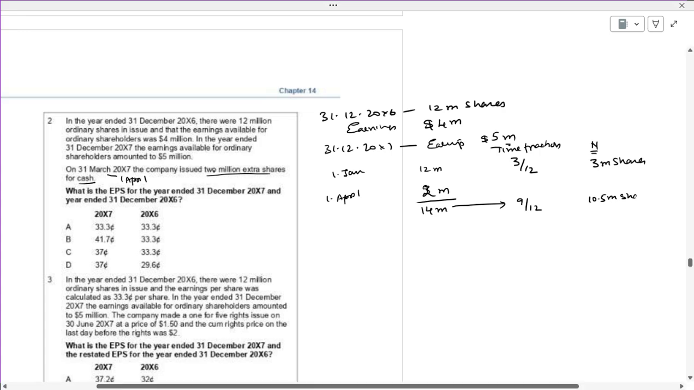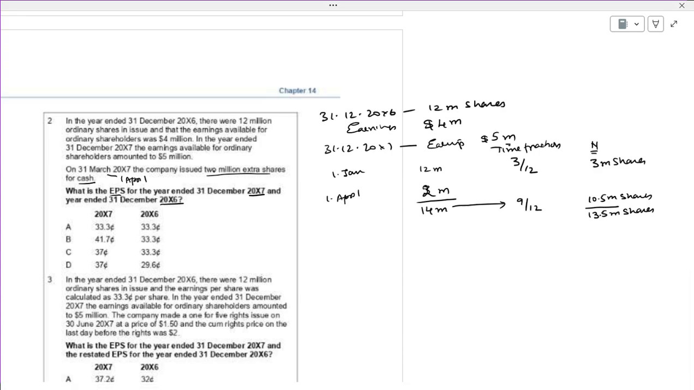10.5 million shares. Total shares will be how much? 13.5 million shares. Is it 13.5 million? What are they asking us? They are asking us for the EPS for 2007 as well as 2006. How many shares are there in 2006? 12 million. In 2007, how many shares are there?